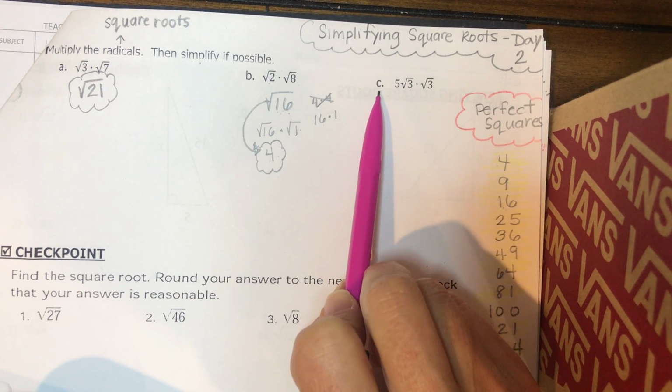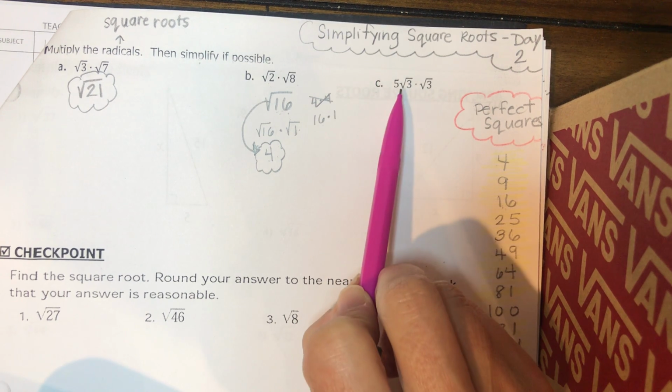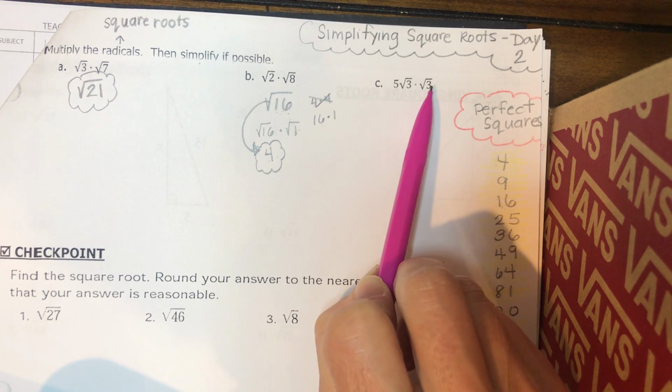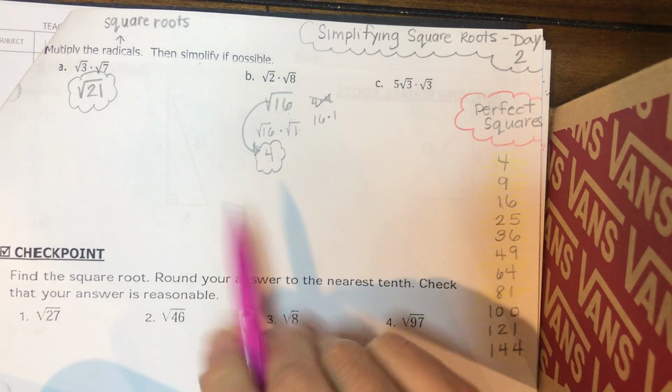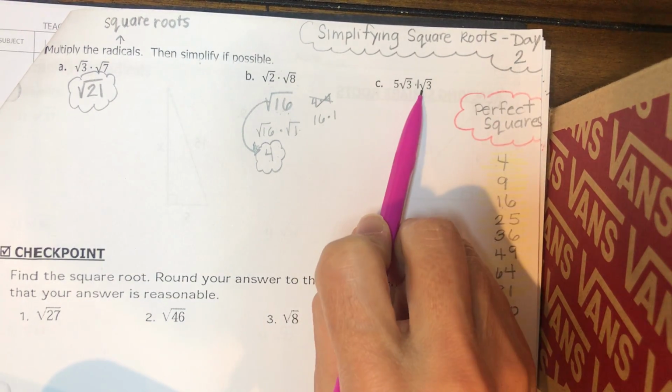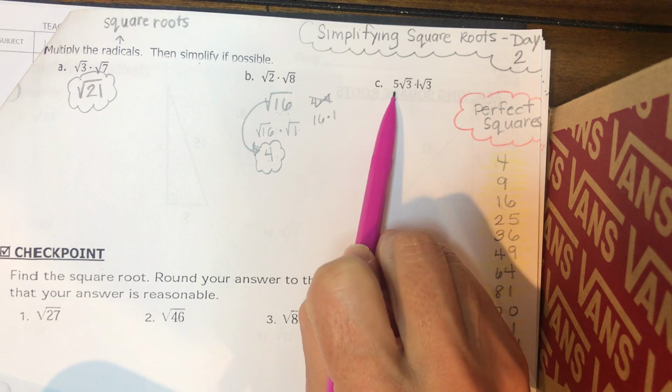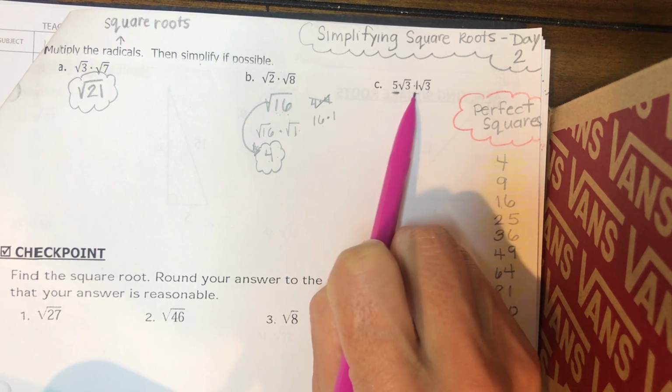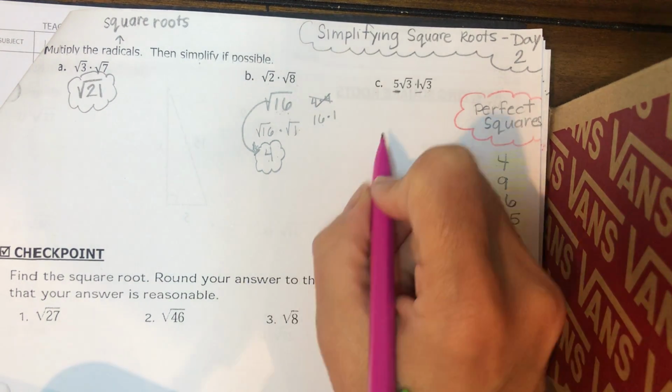Let's take a look at C. 5 root 3 times root 3. What really happens is there is an invisible 1 right in front of that square root of 3. So we want to multiply the 5 and the 1. So 5 times 1 is 5.